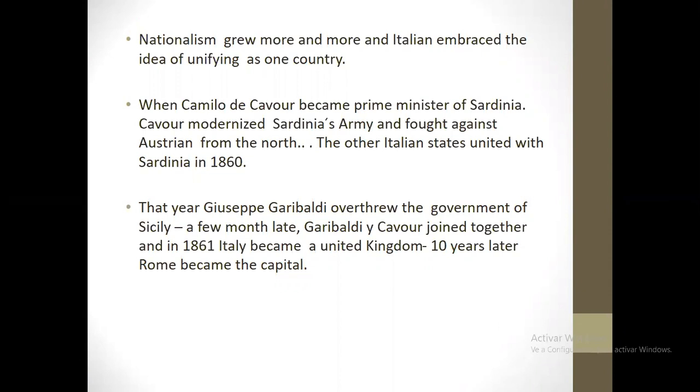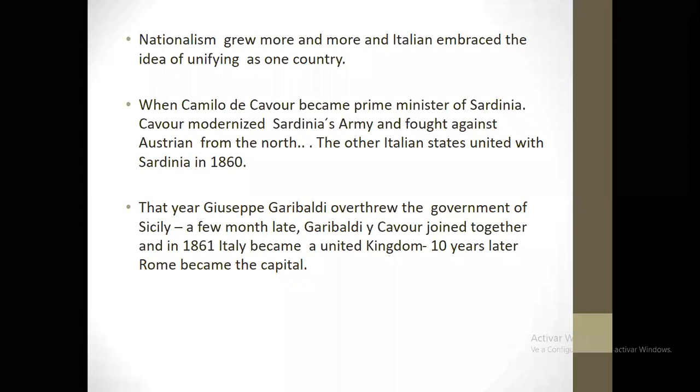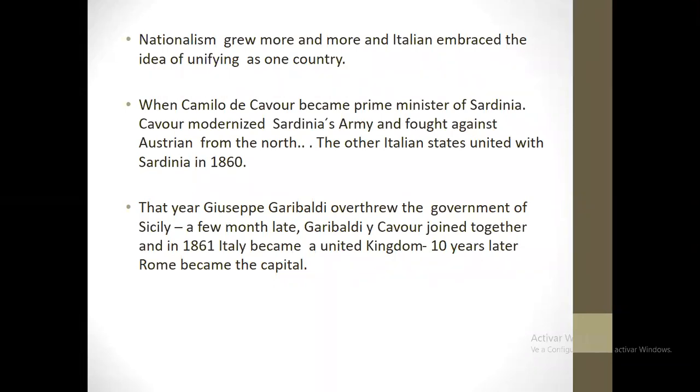Nationalism grew more and more, and Italians embraced the idea of unifying as one country. When Camillo Cavour became prime minister of Sardinia, he modernized Sardinia's army and fought against Austria from the north. Why Austria? Because Austria wanted to take over some areas in the north.